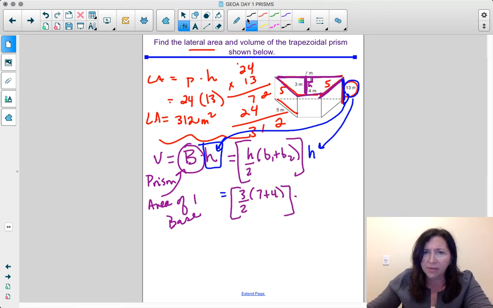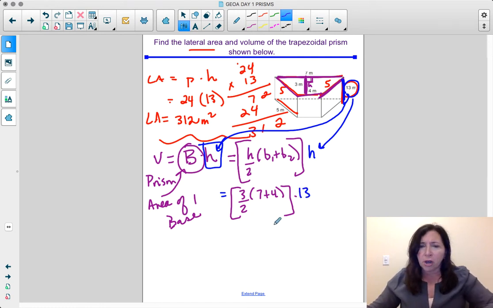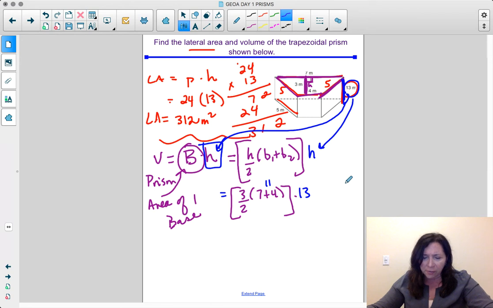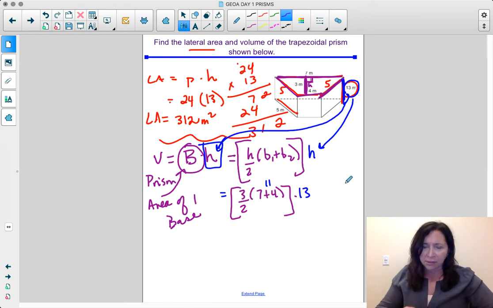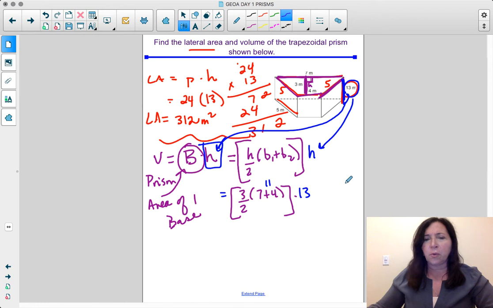And times the height of the whole shape, which is 13. Okay, so you're going to go 7 plus 4, which is 11. All right, and you're just going to multiply all of this out. So basically, what you're going to do is you're going to have 11. So I'm going to do this on the calculator. 11 times 3 times 13, and that's 429.